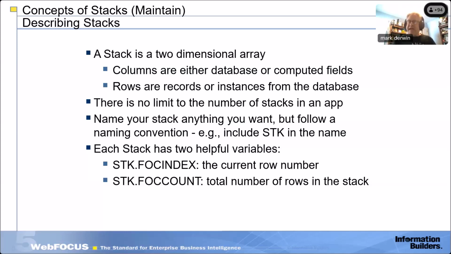When you create a stack, there are two variables created for you. Stack.focIndex is the current row number, the row being displayed or selected. And even more important, stack.focCount is the total number of rows in a stack. If you load 1,000 rows into a stack, stack.focCount is 1,000. If you load 100 rows, stack.focCount is 100. And this is great when you need to sort or loop through the stack, and we'll go through that in a few minutes.